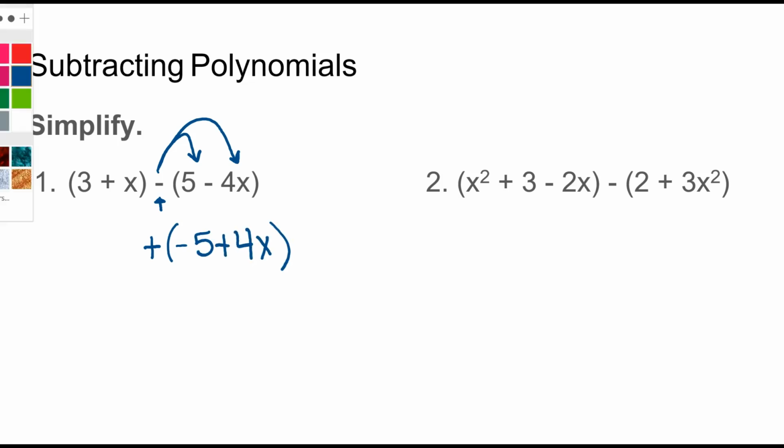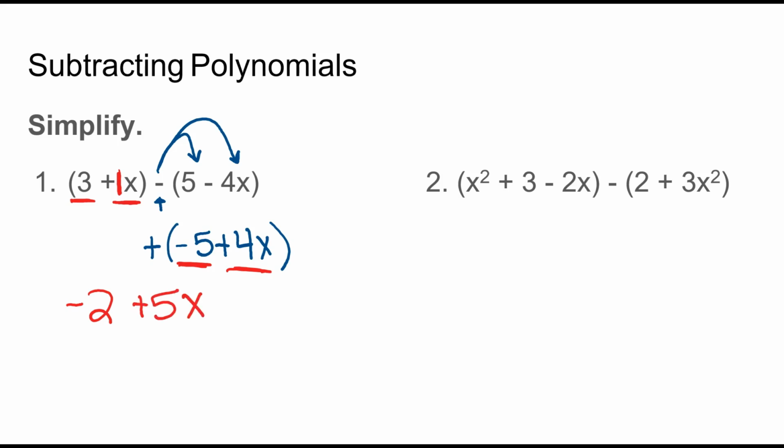And at this point, we'll just simply combine like terms. So we've got the 3 and -5 make -2. I like to put a coefficient of a 1, 1x, and 4x make 5x. Now, is this in standard form? It is not, so make sure your answer is now in standard form. Let's take a look at the next one.